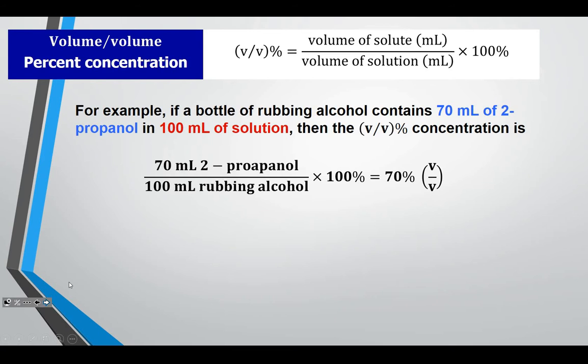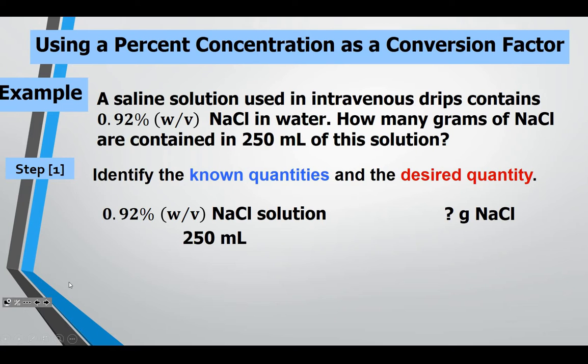Okay, going forward. Here's an example. We use a saline solution. Again, take everything that you know and take it out. So we've got 0.92% weight to volume. We're using 250 milliliters. How much sodium chloride do I need to weigh out to go with that 250 milliliters?